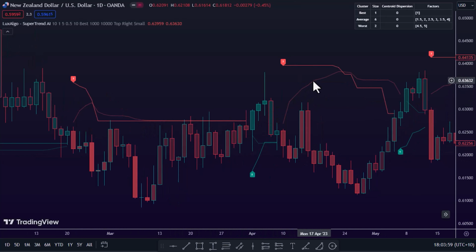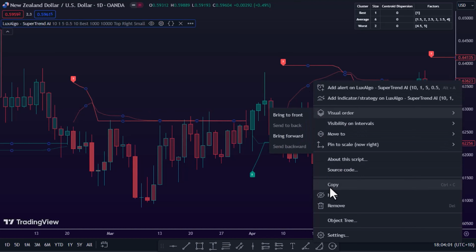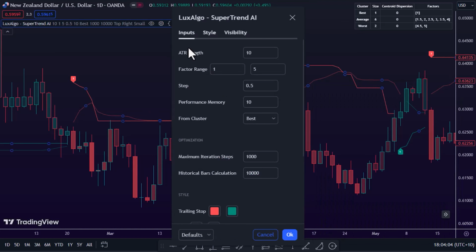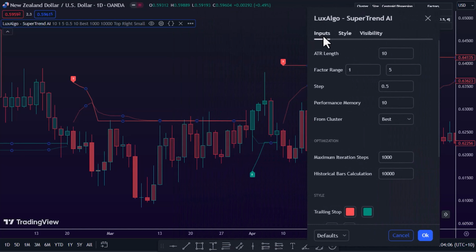To do this, we need to right-click on the indicator and navigate to the Settings option. Here are the parameter settings of this indicator. Under the Input Settings section of the indicator, there is the ATR length. This is the ATR period used to calculate the supertrends. By default, it's set to 10. Factor range. This helps to determine the minimum and maximum factor values for calculating the supertrends. By default, it is set to 1 and 5. Step. This signifies the increment of the factor range. By default, it is 0.5.